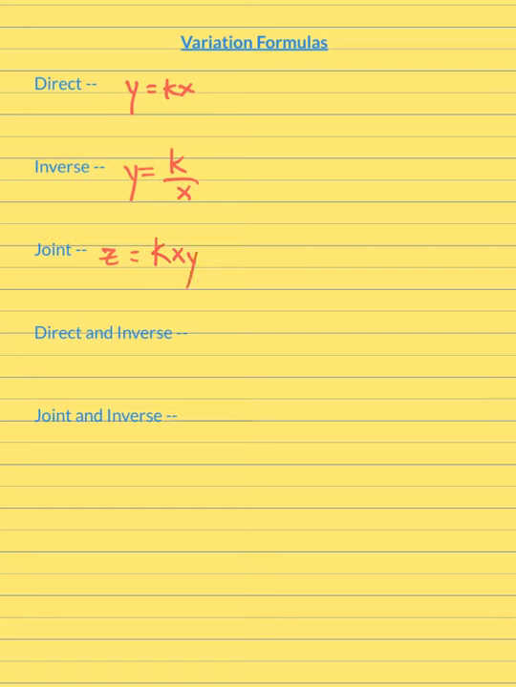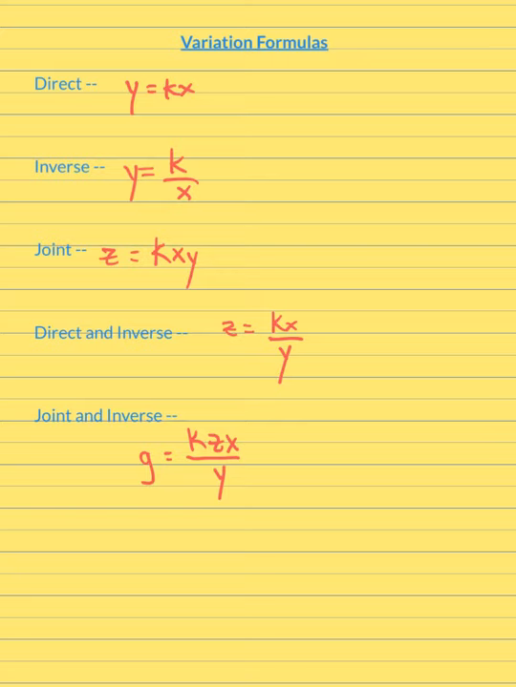Direct and inverse. So direct, you've got z equals k times x, multiplying for direct variation, and then dividing for the inverse. We're doing direct and inverse on that one. Joint and inverse, we'll throw in an extra variable. I'll call this one g. g equals k z x divided by y.